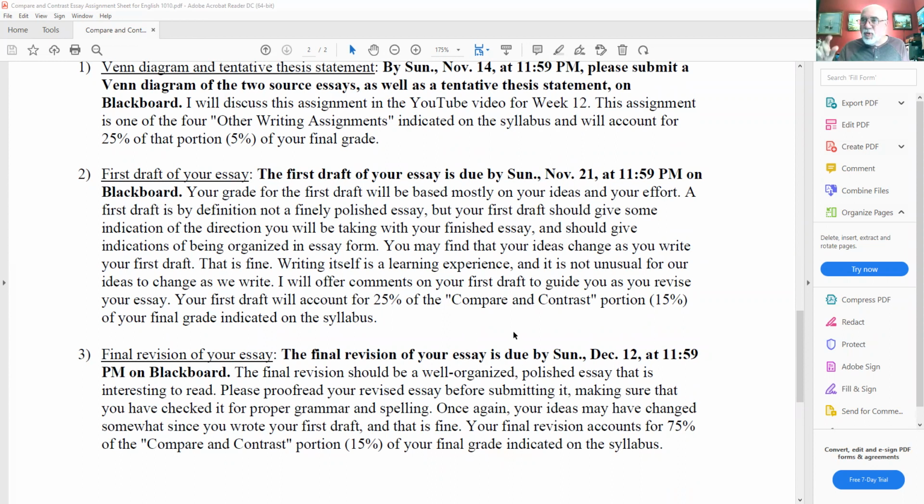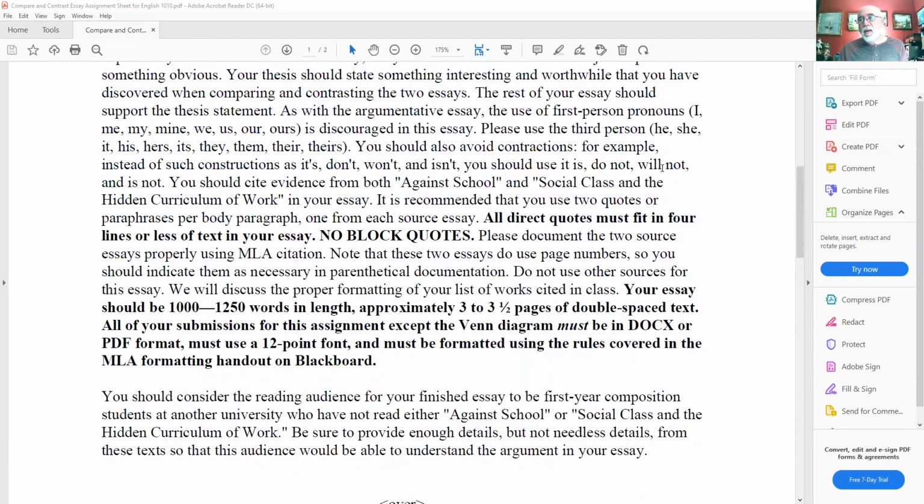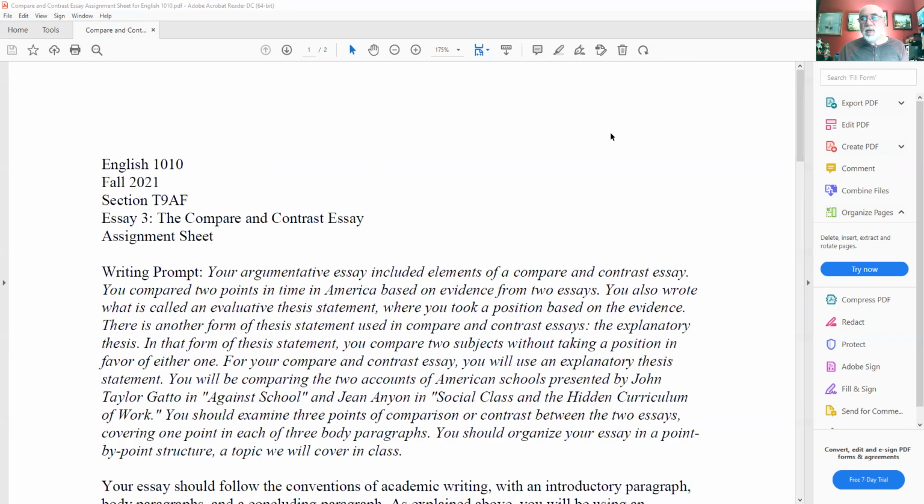You've got that 15% of your grade, 25% is first draft, 75% is for the revision. So again, this is another big chunk of grade here. This revision of the compare contrast, it's 11.25%, whatever it is. So please take a look at this assignment sheet as soon as possible.